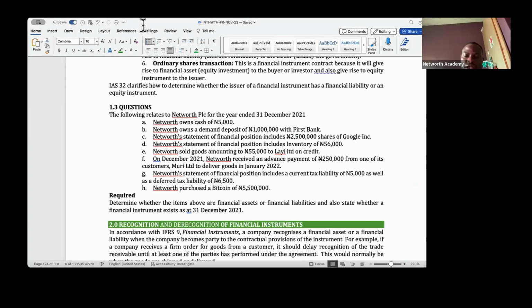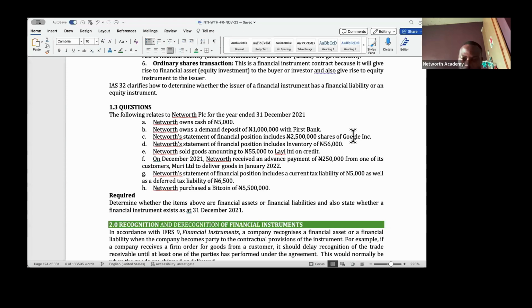But I'm not done. You are correct that there is a financial instrument contract because there is another party, Google. Now, my question to you is this. What does Google have in its books? How will it recognize that 2.5 million it collected?